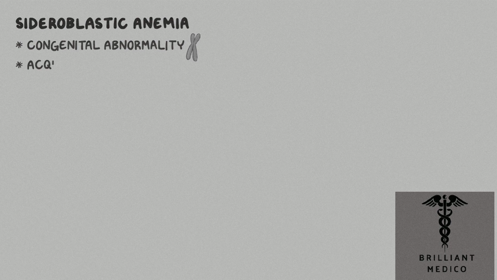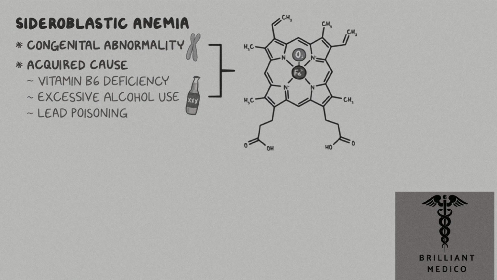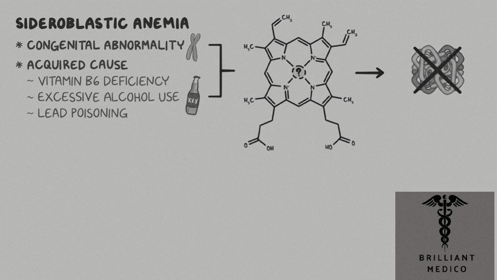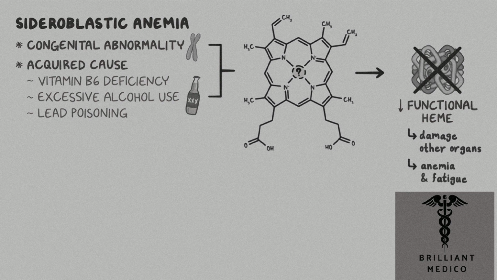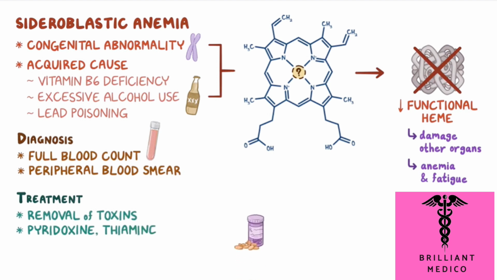Alright, as a quick recap. Sideroblastic anemia happens when there's either a congenital abnormality or an acquired cause, like vitamin B6 deficiency, excessive alcohol use, or lead poisoning, which leads to an inability to incorporate iron to form heme. The overload of iron that's unable to be incorporated into RBCs can damage other organs. The lack of functional heme results in anemia and fatigue. For diagnosis, a full blood count and peripheral blood smear should be performed. Treatment involves removal of toxins and administration of pyridoxine, thiamine, and folic acid.